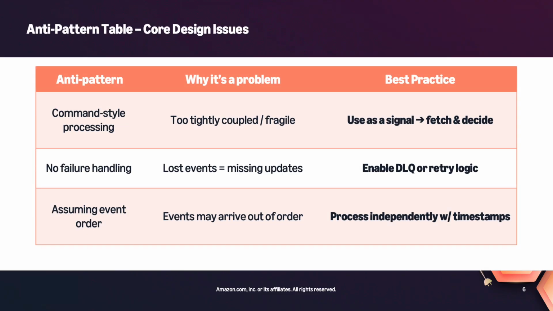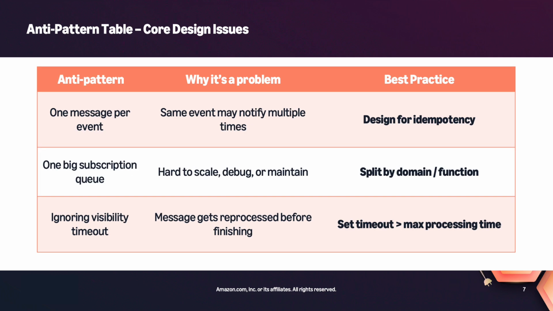Let's take a look at pitfalls and notifications. Make sure to use notifications only as signals. To take action, you should fetch the latest data and decide on actions. Always consider failure cases and retry processes to prevent losing notification events. Don't rely on the order of events. Confirm the timestamps and fetch the latest data. Be aware that the same event can come multiple times.